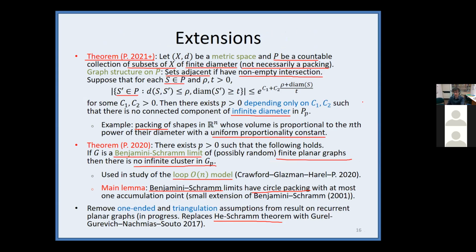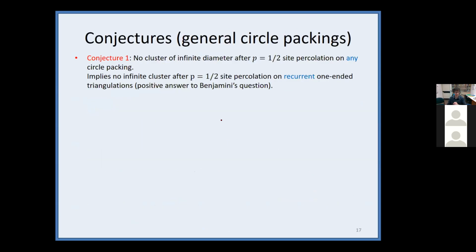Finally, many open questions. Since I'm running out of time, I'll go a bit briefly over this, but we may discuss further. First, I conjecture that if you take any circle packing, then you may replace the p naught in my theorem by 1/2. That means that if you do site percolation with chance 1/2, there will not be any infinite cluster that goes to infinity. Maybe it goes to an accumulation point, but not to infinity.